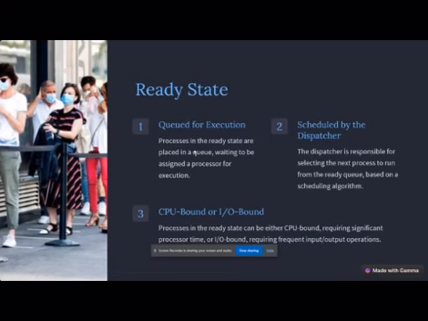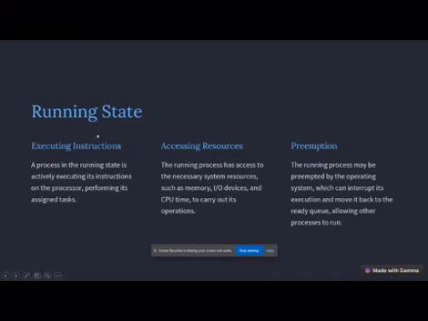First, queued for execution. Processes in the ready state are placed in a queue waiting to be assigned a processor for execution. Same as what we studied earlier. The dispatcher is responsible for selecting the next process to run from the ready queue based on a scheduling algorithm. CPU bound or input output bound. Processes in the ready state can be either CPU bound, requiring significant processor time, or input output bound, requiring frequent input-output operations. Now next, running state.